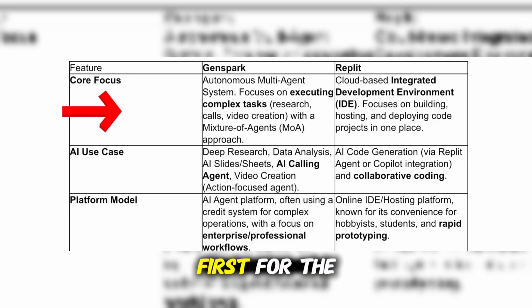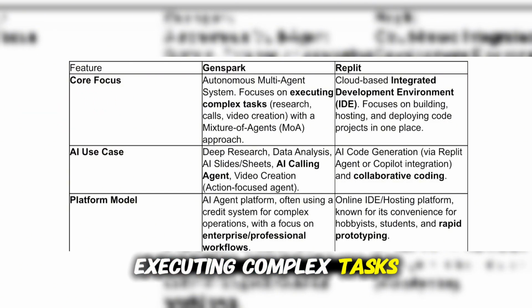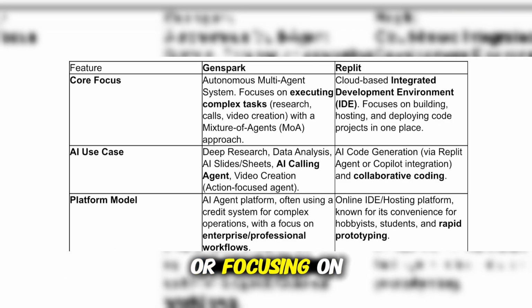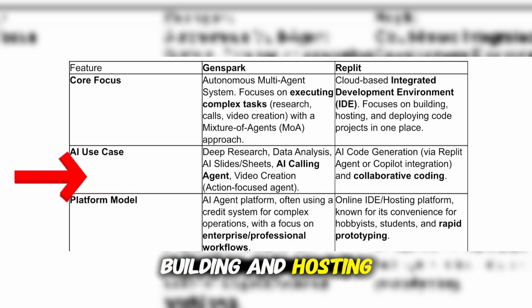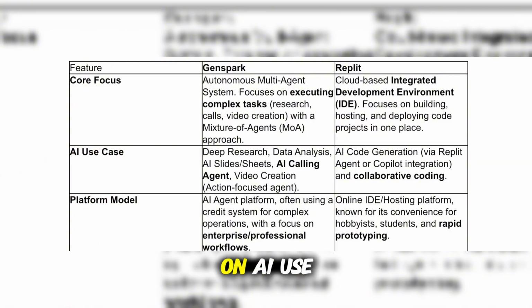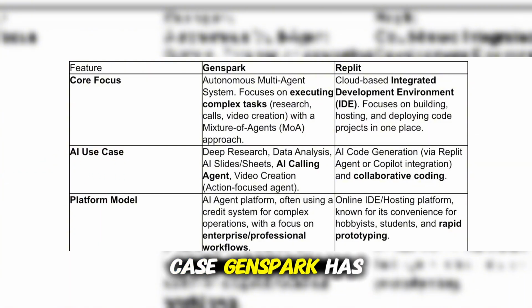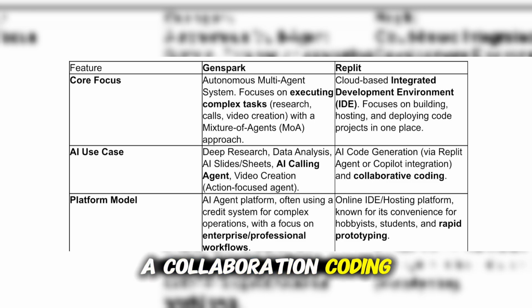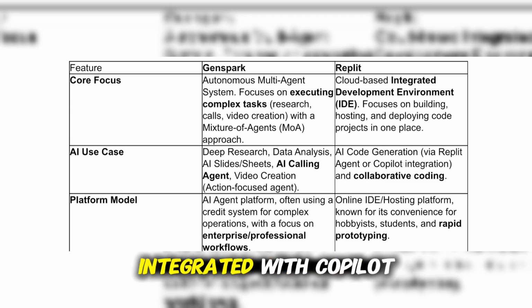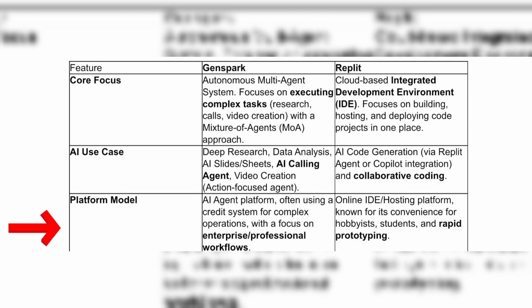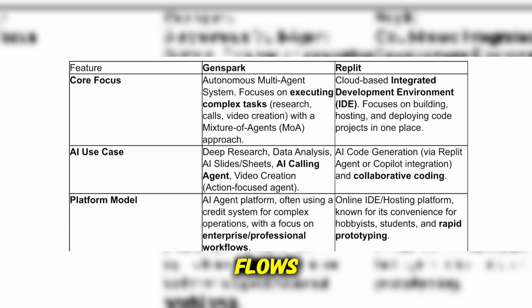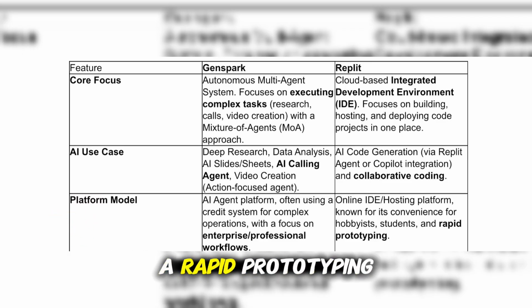Now let's start first with the core focus. GenSpark is about executing complex tasks, while Replit is an integrated development environment focusing on building and hosting code projects. On AI use case, GenSpark has an AI calling agent, while Replit has collaborative coding. This is actually integrated with Copilot. For the platform model, GenSpark has enterprise professional workflows, while Replit has rapid prototyping.